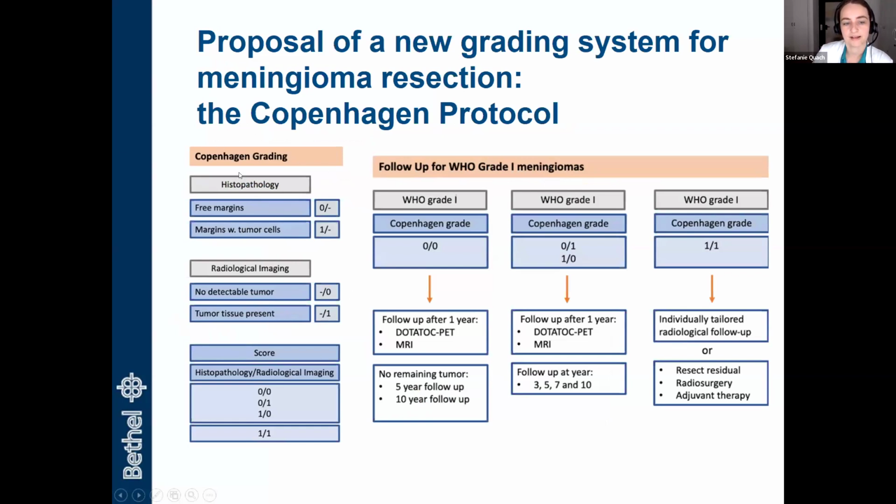And if both correlate as no residual tumor suspect, they would recommend DOTATOC and MRI after 1 year. And if this is still negative, they would do a very long follow-up with only imaging at 5 and 10 years. If both histopathology and imaging suspect a tumor residue, they suggest to consider another resection, radiotherapy, or adjuvant therapy, or an individually tailored follow-up. And in the medium ground, where one of the parts suspects a residual tumor, they suggest a slightly closer follow-up at 3, 5, and 7 years.